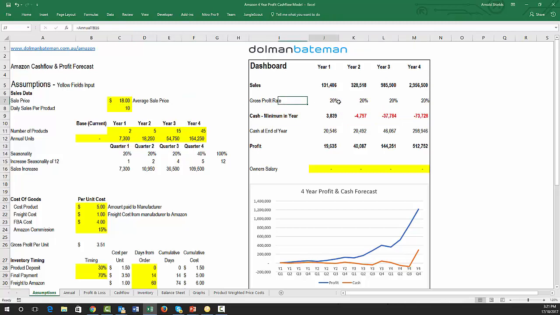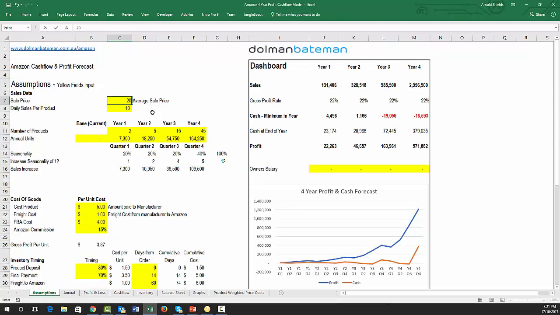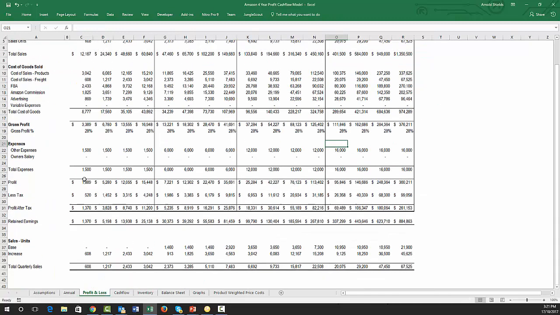Now, we've got this gross profit rate in here at 20%, takes into account the variable expenses. Now, you should think about that because you might have foreign exchange fees, which might be 1% in itself. But let's make that 0 for the moment, and we'll take this back to 20. So basically, this is after advertising.